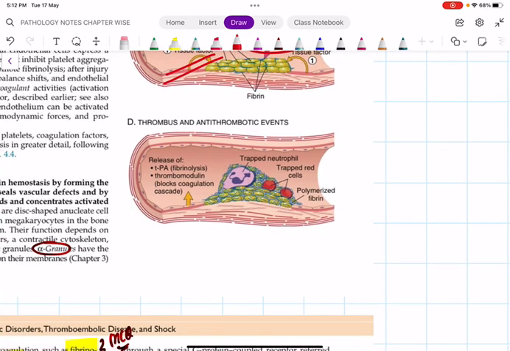Then we have the antithrombotic events, that is the release of tissue plasminogen activator, which will cause fibrinolysis, and we have thrombomodulin, which will block the coagulation cascade. These are the antithrombotic events. So normally there will be a balance between thrombotic and antithrombotic events. That is why we are so blessed, so lucky. We don't have any thrombus or embolic episodes.